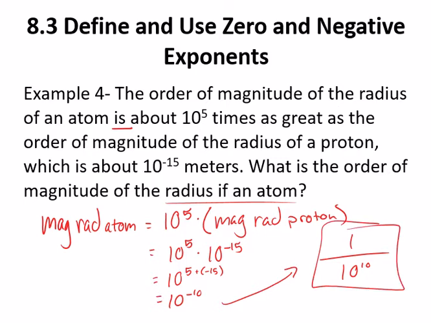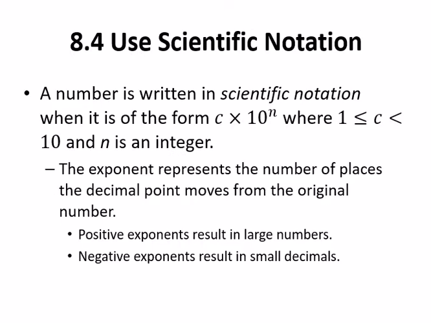Alright, so we can go ahead and move on to 8.4, using scientific notation. A number is written in scientific notation when it is of the form c times 10 to some power n, where c is going to be between 1 and 10, and n is an integer.